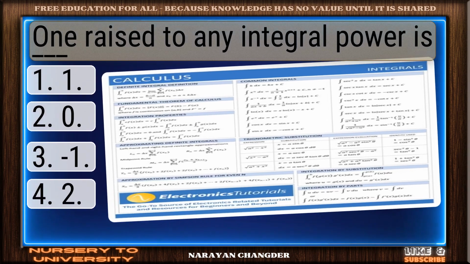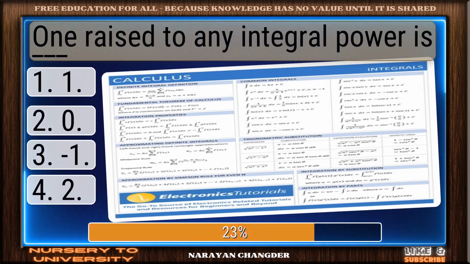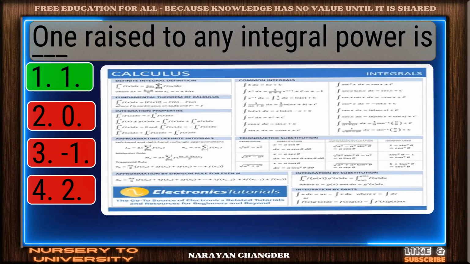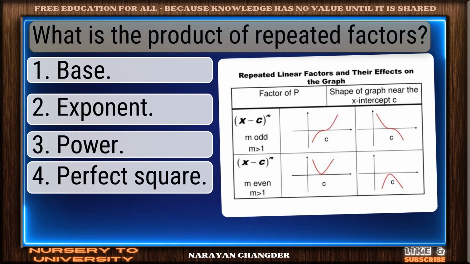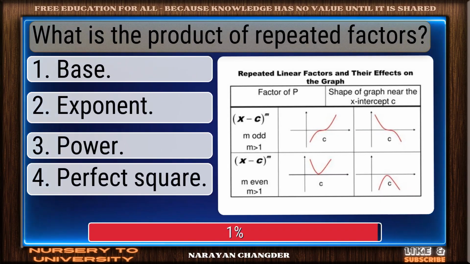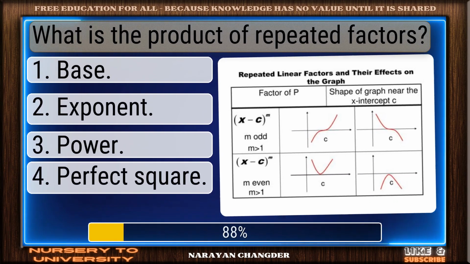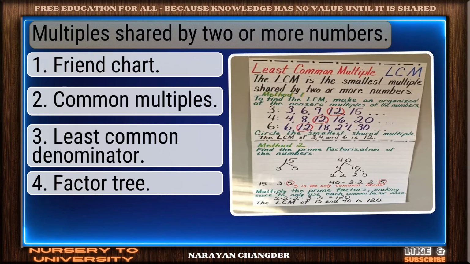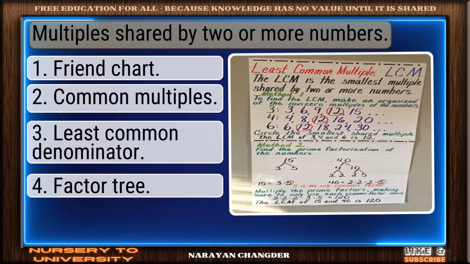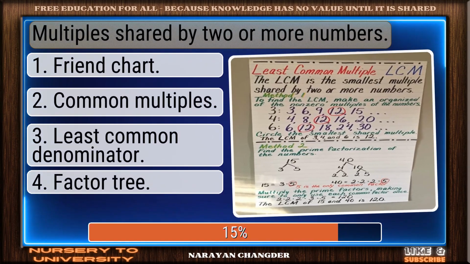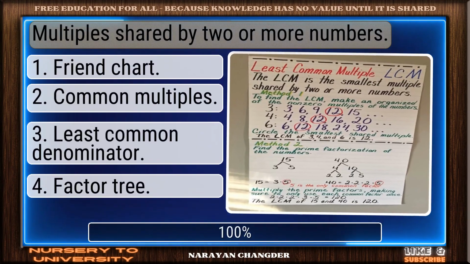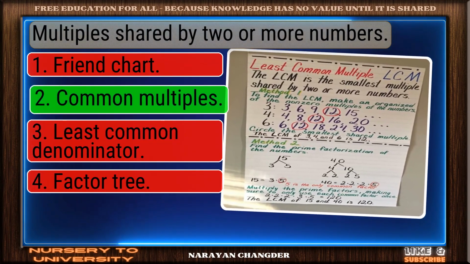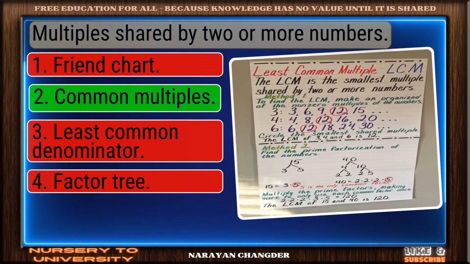1 raised to any integral power is dash. Strong choice. 1 is the right answer. What is the product of repeated factors? Right choice. Power is the best answer. Multiples shared by 2 or more numbers. Clear logic. Your choice, common multiples, is sound and 100% true.